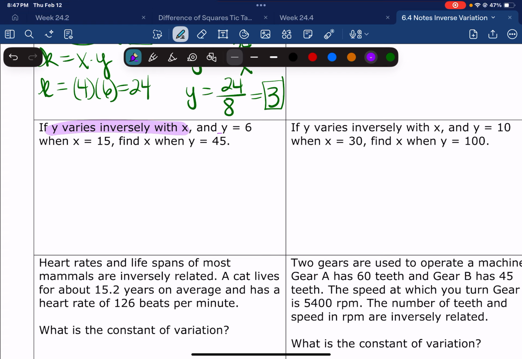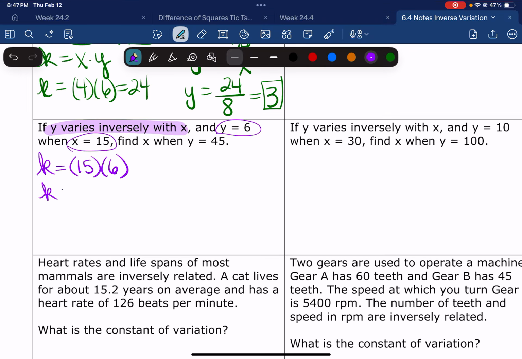And we also know that y equals 6 when x equals 15. We are going to find the x value when y is 45. Set up your equation every time. Set up your formula for the k value. Our k value is just equal to our x value times our corresponding y value. So what is this k value? 15 times 6, that gives us 90. So our k value is 90. If I know this k value, I can write my equation. Y equals 90 divided by x.